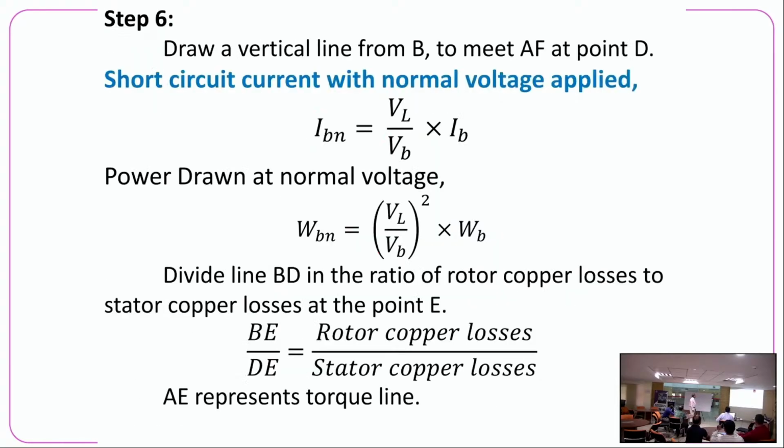The next point is how to divide the loss. Point B represents the short circuit current. So if you draw a line from point B which is parallel to the voltage line, suppose this point is D, cutting the horizontal line, and this point is, let us say, some point X.